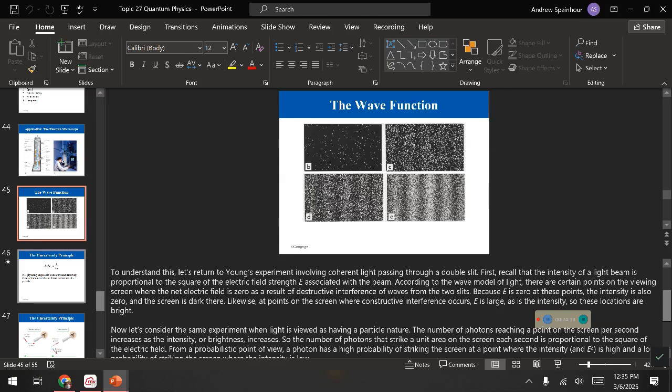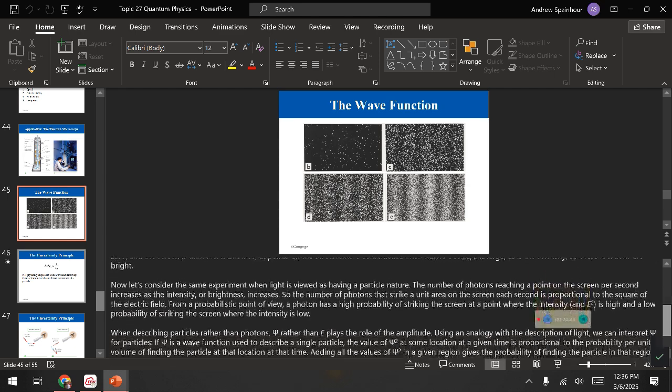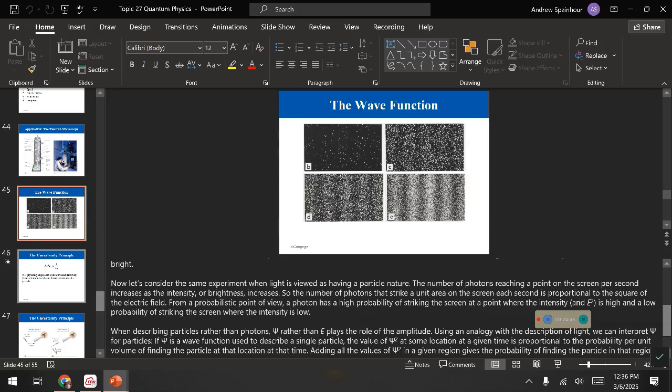First, recall that the intensity of the light beam is proportional to the square of the electric field associated with the beam. According to the wave model of light, there are certain points on the viewing screen where the net electric field is 0, resulting in destructive interference from the two slits. Because E is 0 at those points, intensity is also 0, and the screen is dark there. Likewise, at points where constructive interference occurs, E is large, and so is the intensity. Now consider the same experiment when light is viewed as having particle nature, the number of photons reaching the screen. I don't know how to get into this.